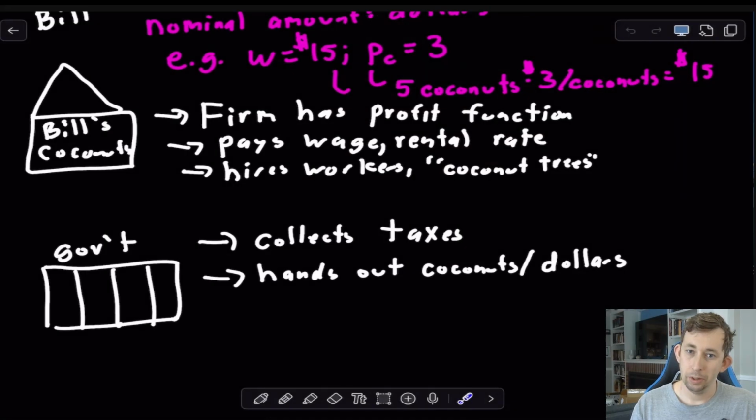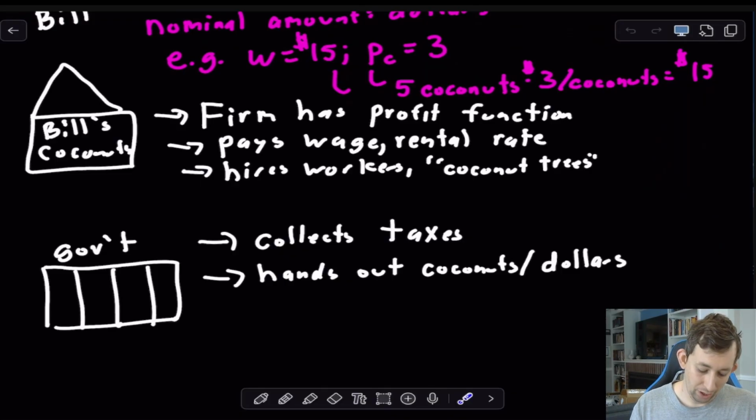His nominal wage is that $15 per hour. The second party in this model is going to be the firm, which are just going to be firms that produce coconuts. It's going to have a profit function. It's going to be owned by some household. It's going to pay workers a wage. It's going to rent coconut trees from workers or from individuals. It's going to pay a rental rate.